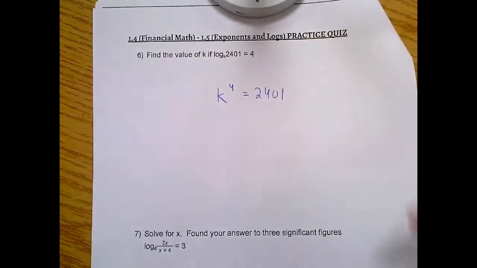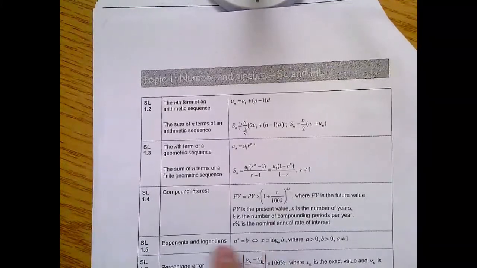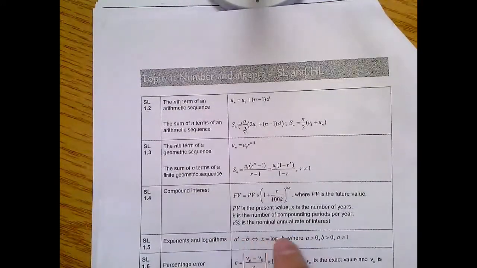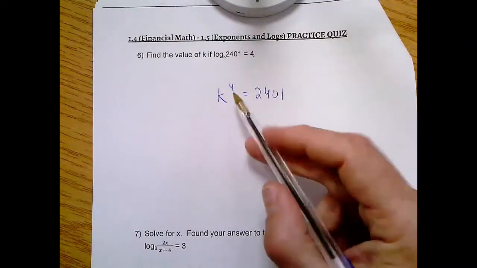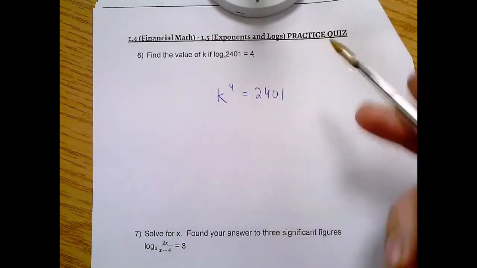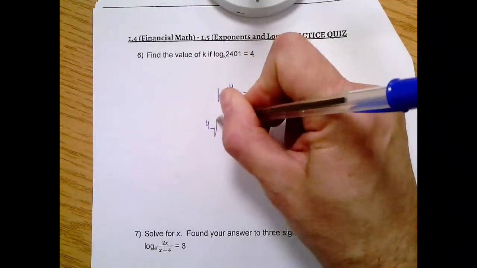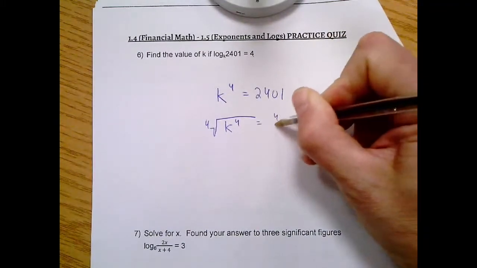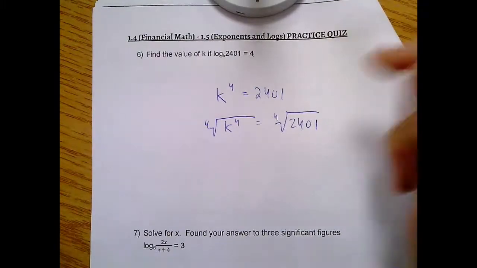And remember, guys, if you struggle with that, it tells you right here in your formula booklet. SL 1.5 Exponents and Logarithms. Use the formula booklet. You're in business. All right. So now I've got to get k all by itself, but it's being raised to the fourth power. So the opposite operation is we just take the fourth root. So I take the fourth root of k to the fourth, it makes those cancel. It's going to give me the fourth root of 2,401. Okay.